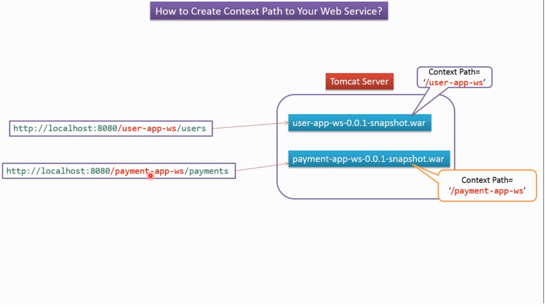Suppose we send a request like this, and here you can see the context path, and based on this context path, Tomcat will route the request to this application, because this application is running on this context path. If multiple applications are running on the same Tomcat server, then context path is mandatory. If context path is not there, then the Tomcat server doesn't know which application has to take care of which request. So it cannot handle the request.